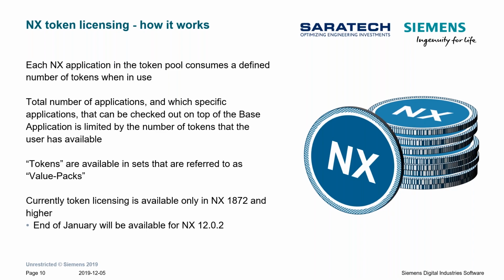Currently, token licensing was implemented in NX 1872, which was the release that we released in the middle of this year. But we are going back and adding it, making it available for customers running NX 1202 and above. That is scheduled at the moment for delivery in January. So if you are currently running NX 12, you're not ready to move on to continuous release at the moment, but you think you may have value in going to tokens, that will be available to you early in the new year.